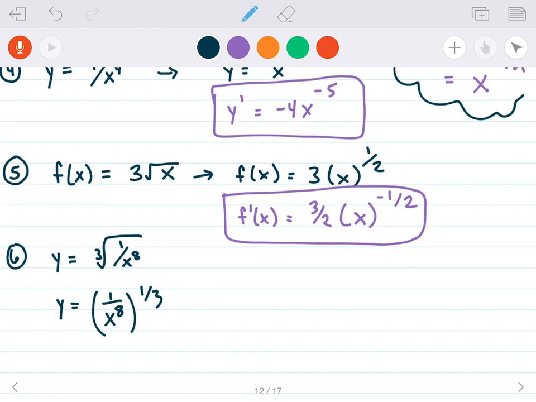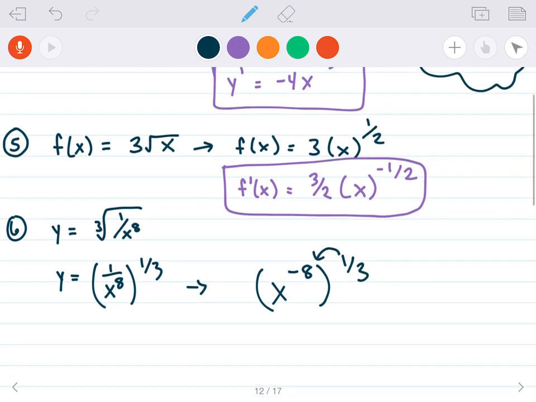Okay. So then what I can do is bring that exponent to the top so that it's negative. And this is still to the 1/3. And then, use this fact from algebra that this turns into x to the negative 8/3 when I multiply it out. So y is equal to x to the negative 8/3.